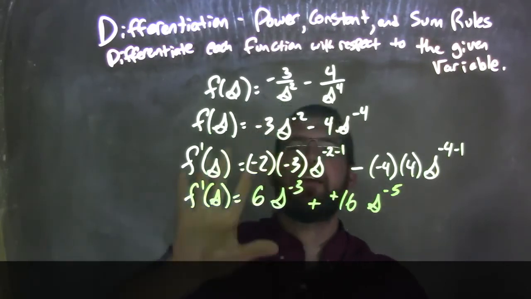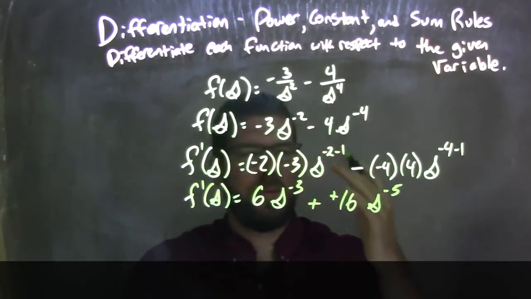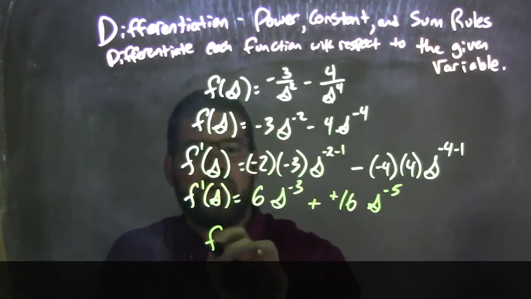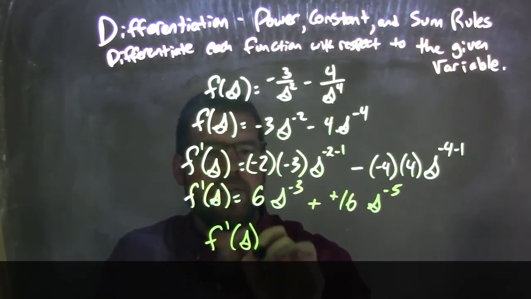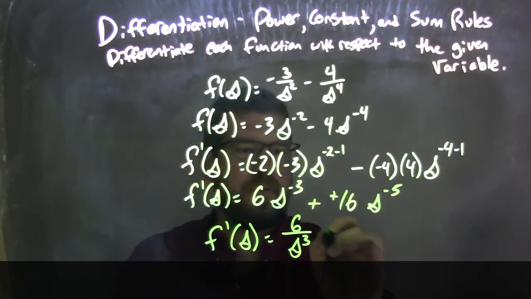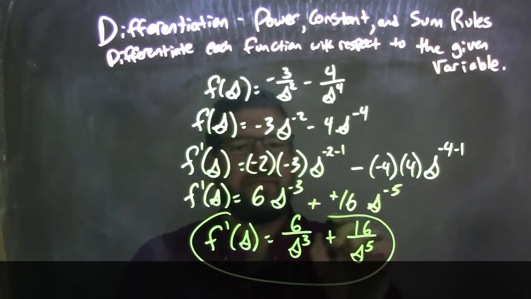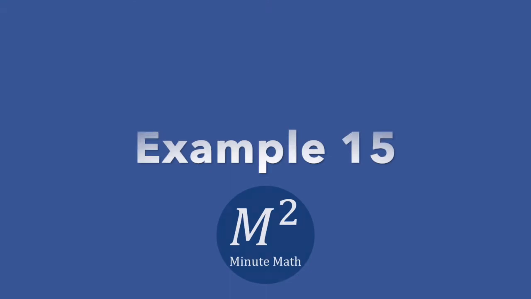Okay? So now that I've made everything to a negative exponent, I'm going to make them all positive exponents by putting them in the denominator. So simplified, my final answer, f prime of s, is just 6 over s to the positive 3rd power, plus 16 over s to the positive 5th power. And there we have it. Final answer.